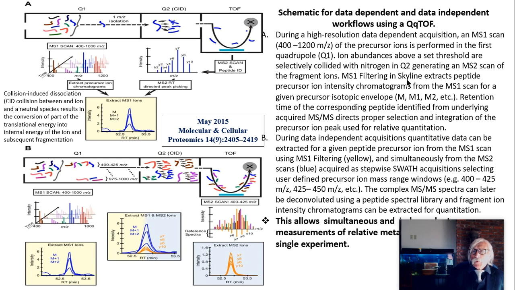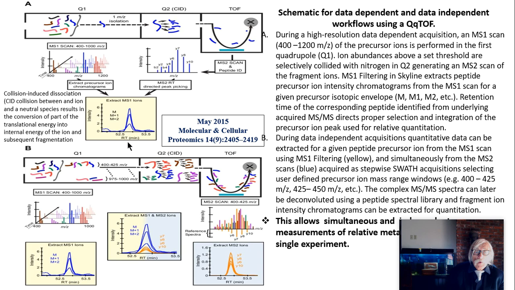MS1 filtering and what are called skyline extracts. It's just part of the software here. Peptide precursor ion intensity chromatograms from the MS1. That's the mass spec 1, the Q1 phase. For a given precursor isotopic envelope, and you can follow through down there, following M-1, M-2 from the molecular ion, there's going to be retention time of the corresponding peptide identified from underlying acquired mass spec, and that directs a proper selection procedure and integration of the precursor ion peak, and that's used then for relative quantification.